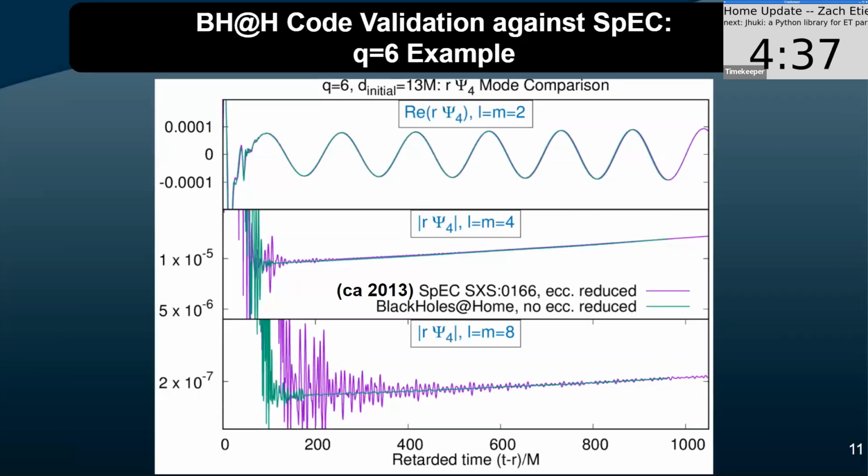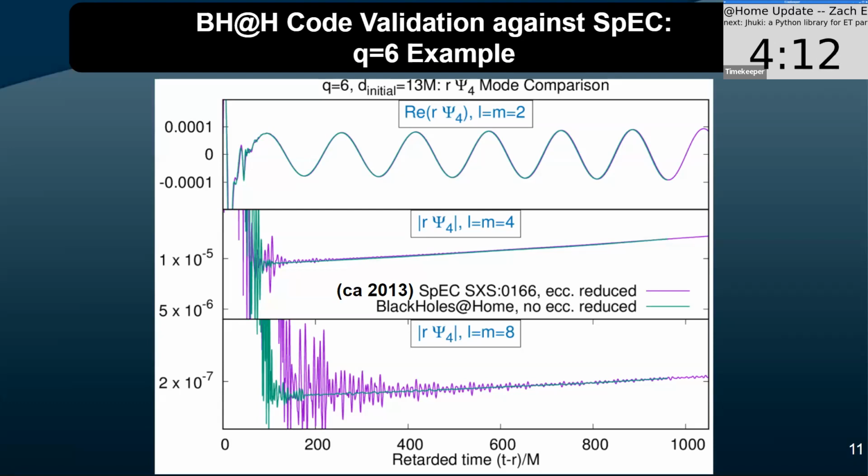We also compare against an old SXS waveform that I downloaded. Jeffrey was telling us some of the history of this. So this was the very first catalog. I chose a shorter waveform to compare against, circa 2013 version of SpEC. Notice again, you see excellent agreement in the dominant mode. This is a Q=6 example. So this is a 6-to-1 mass ratio performed on desktop level resources.